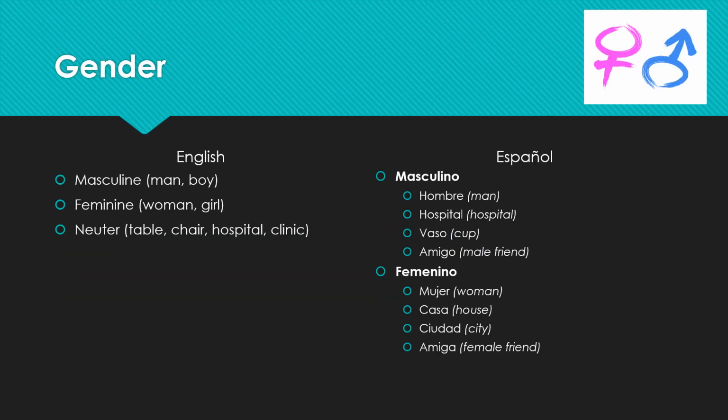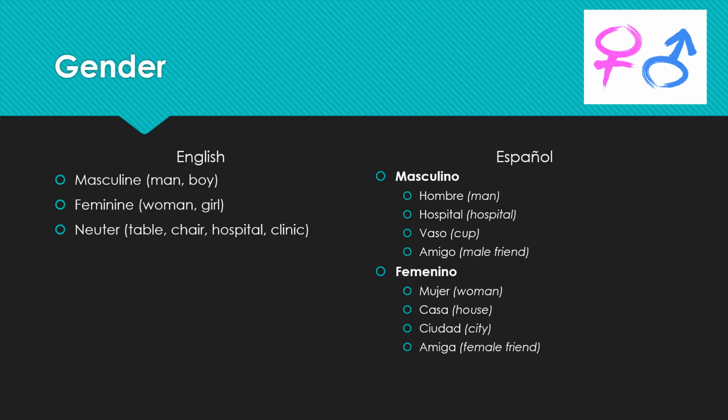Now let's talk about gender. In Spanish, gender is género. So you might hear that term in this class, género. Gender is very important in Spanish. So in English, we actually have 3 different genders in our grammar. We have masculine, feminine, and neuter.